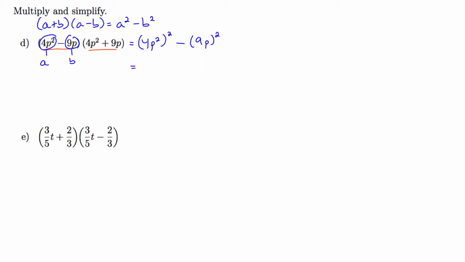Using our exponent rules for multiplication, I'm going to square both the 4, which gives me 16, and the p squared. P squared quantity squared is p to the 2 times 2, or p to the 4th. It is important to note that because the subtraction is outside the parentheses, the subtraction is not getting squared and will continue to be subtraction, but I will square everything inside the parentheses. 9 squared is 81, and p squared is p squared. So our final answer becomes 16p to the fourth minus 81p squared.